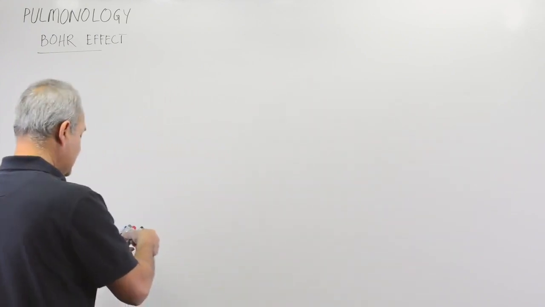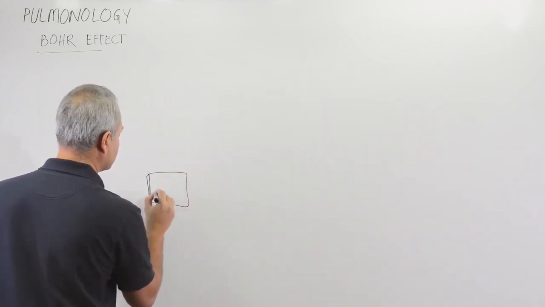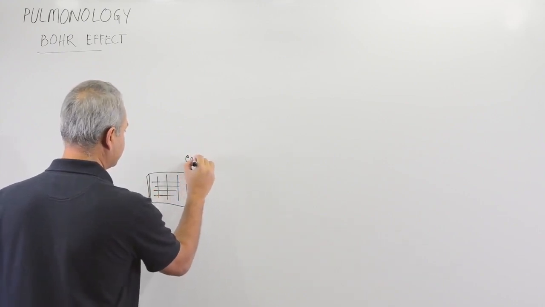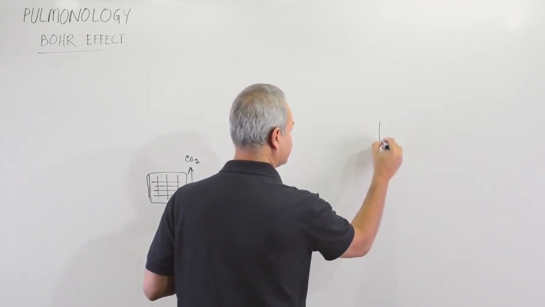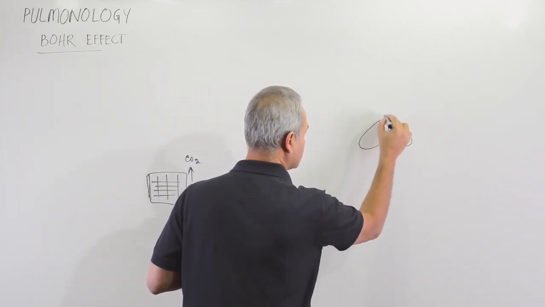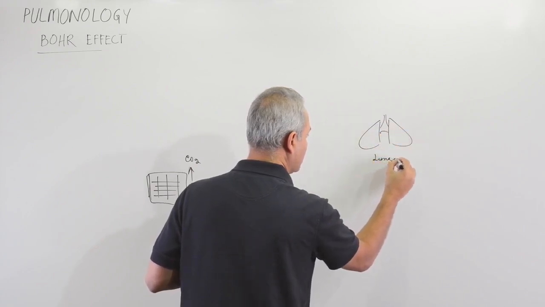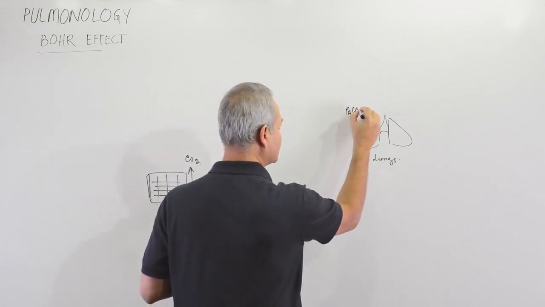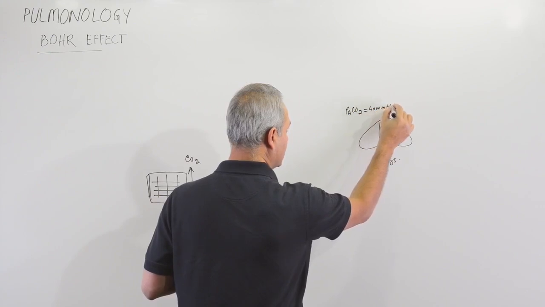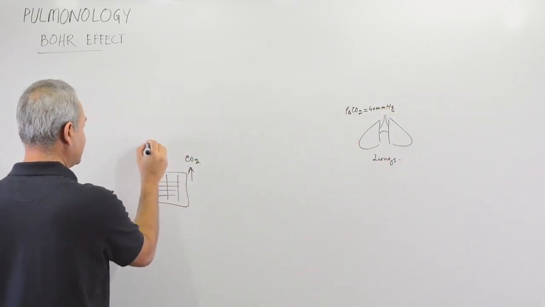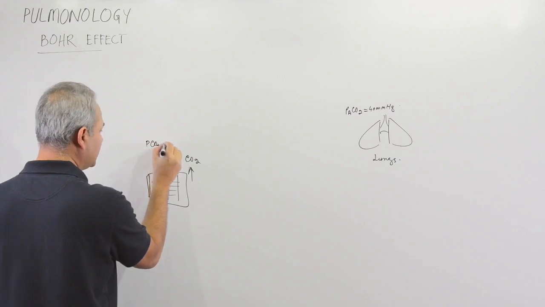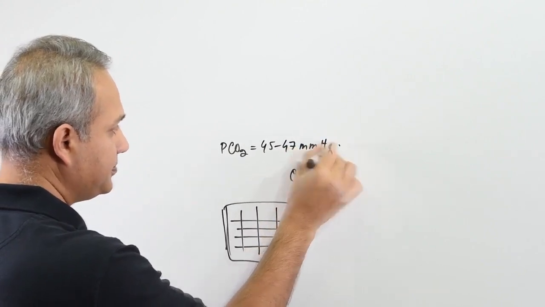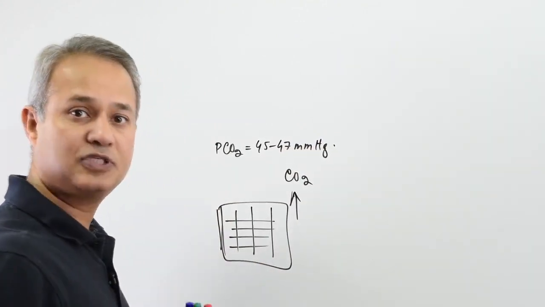Let's say we have a tissue here, and the tissue is, of course, working and functioning, and it is producing carbon dioxide. Over here we have lungs, and of course the pressure of carbon dioxide at the lungs is low. We know that P alveolar carbon dioxide is 40, and the P carbon dioxide over here in the tissue is about 45 to 47 millimeters of mercury. Now this increased pressure helps unload oxygen.